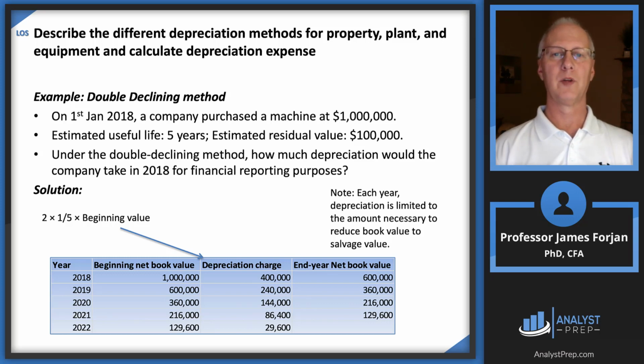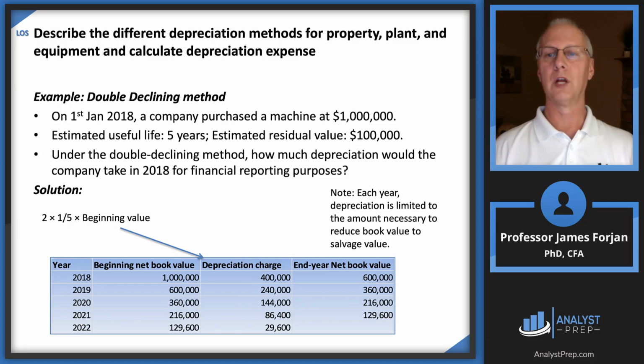Let's suppose that we purchase a machine for $1 million. We expect it to last for 5 years. Residual or salvage value is $100,000. Now, if we were using straight line depreciation, we would take the 1 million minus the 100,000 and then divide by 5. But we're going to use the double declining method here. So what we're going to do is we're going to double decline. We're going to double the straight line depreciation amounts. Now, when we compute the double declining depreciation expense every year, we ignore the salvage value.